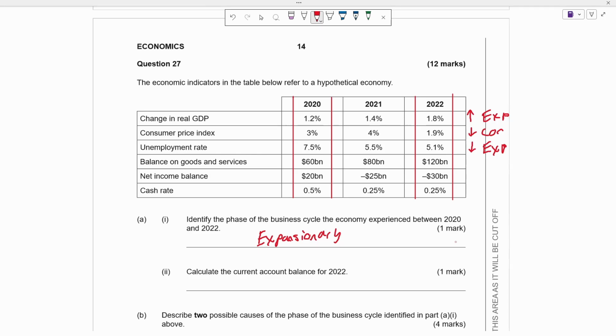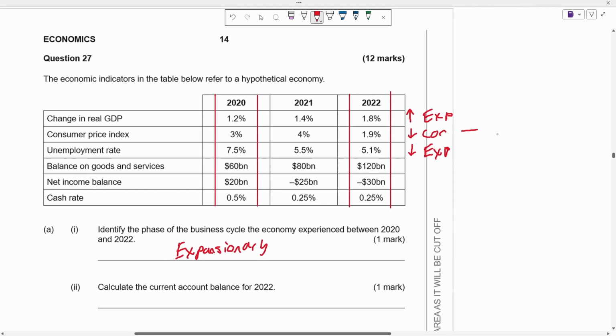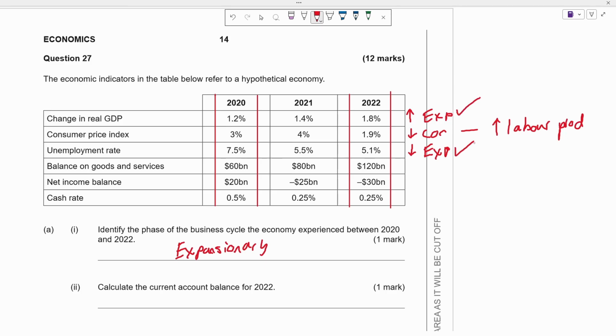Now, before we move on, let's figure out why a decrease in the consumer price index would still be true during an expansionary phase. As typically during an expansionary phase, you should see consumer price index increasing as people demand more goods and services. So a plausible reason could be due to the increase in labor productivity. So this hypothetical economy could be experiencing a higher level of labor productivity, which would increase real GDP, and it would also decrease the unemployment rate.